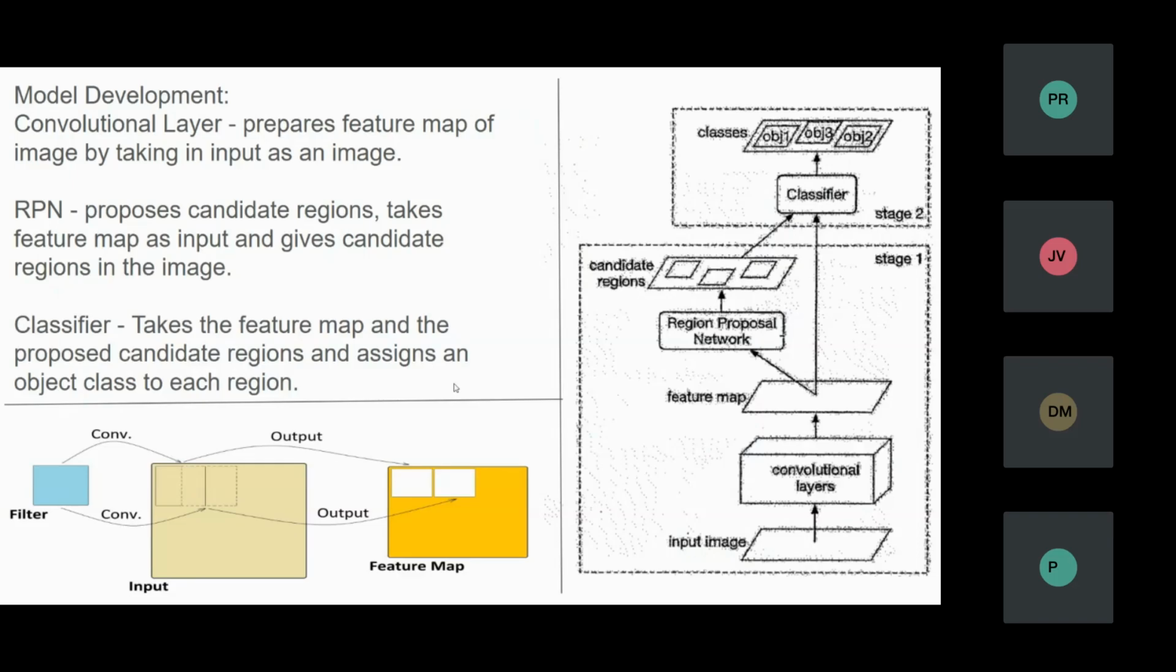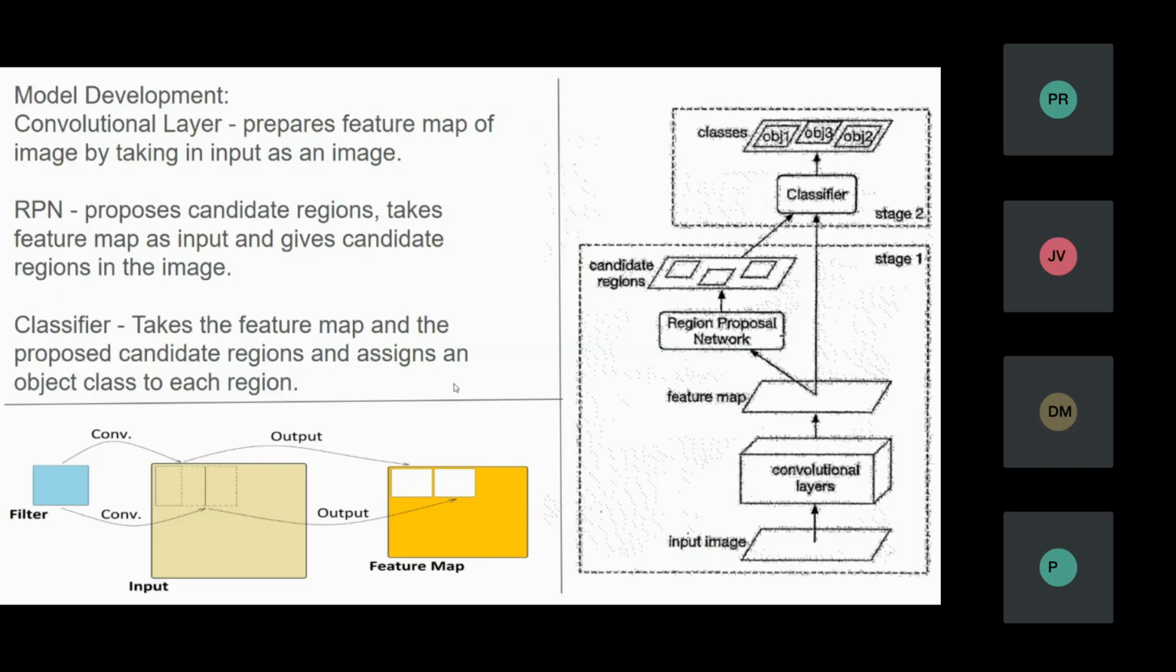So after preparing the data to be taken in as an input by the model, we have to develop the model. As you can see in the image on the right, we are dealing with a two-stage network, as mentioned before, and we'll go through the parts of this two-stage network one by one.